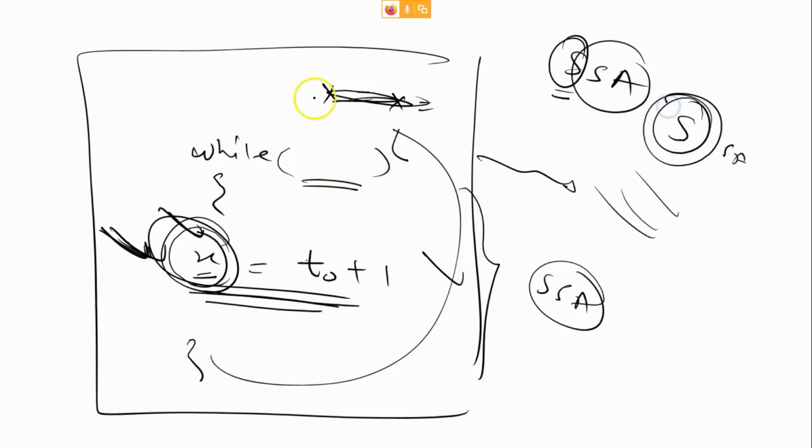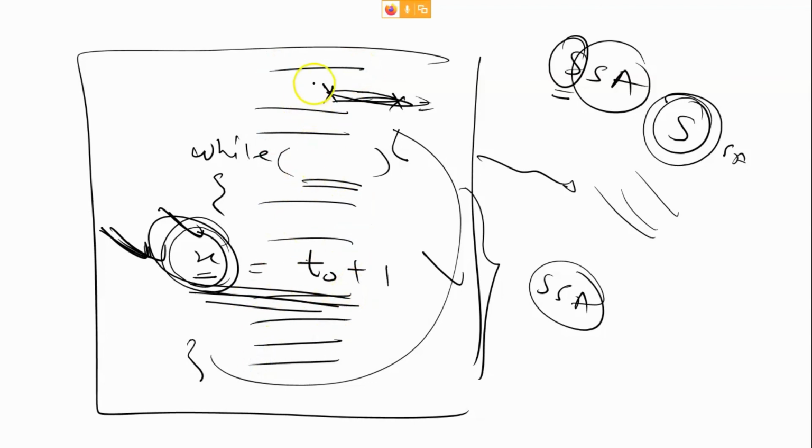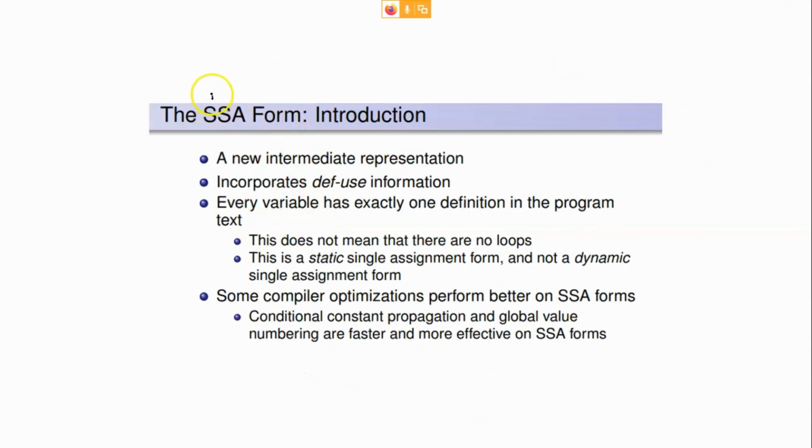Static means on the program text: when you read the program text and do not run it, just look at the program text, you should not have multiple assignments to the variable x. That's why it is called static, and this static word comes from there. So every variable has exactly one definition. This does not mean that you cannot have loops. You can definitely have loops. That's why this is called static single assignment, not dynamic single assignment.